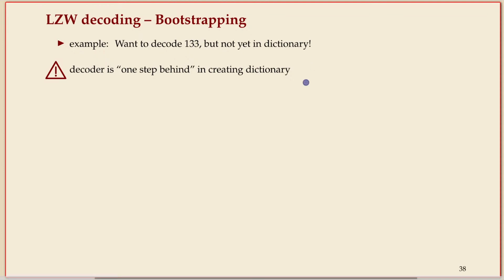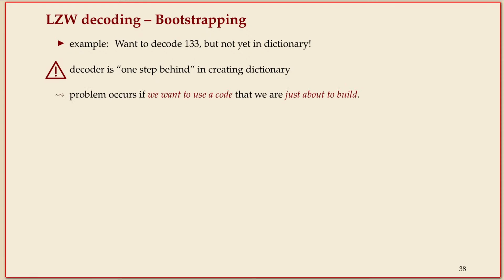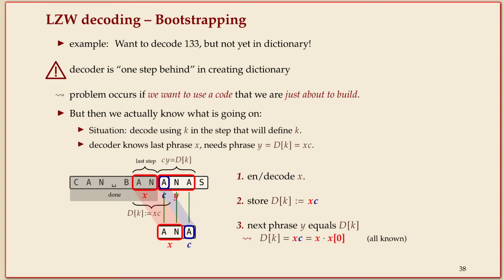So again, the problem comes from this lagging behind. And that might lead to the situation that we want to decode the code word that we're just about to fill after this round. So what can we do? We can have a close look at when exactly this situation can happen. And then you'll see that it's actually not a problem. So we're decoding the same phrase that we're now filling.